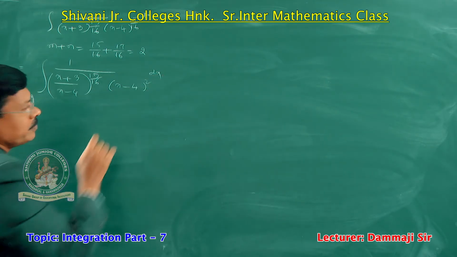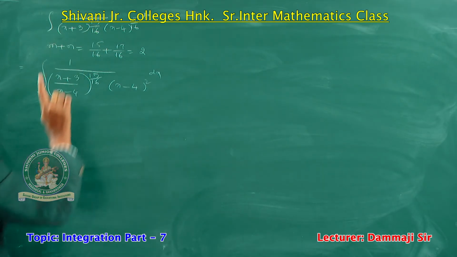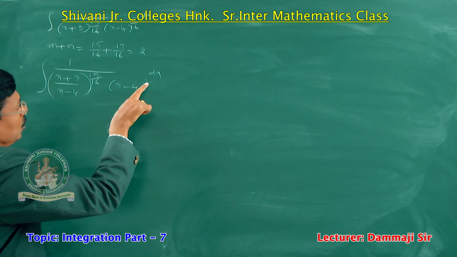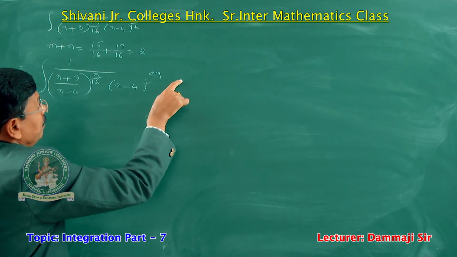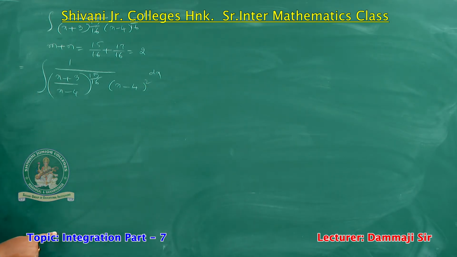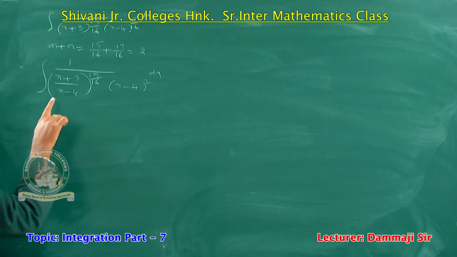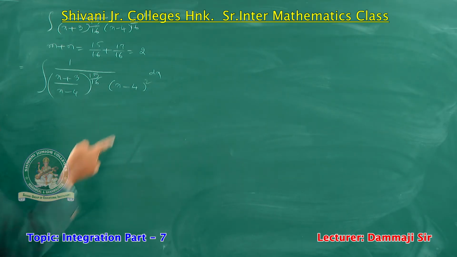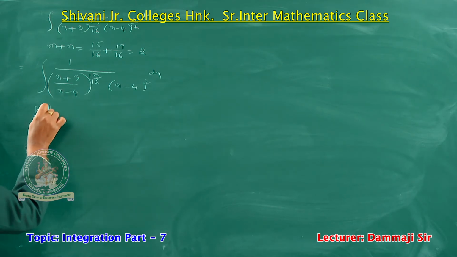Now you can check (x+3) whole power 15/16. Next, (x-4) whole square power minus 15/16 is there. What about the result? The result is nothing but 17/32. 32 minus 15, 17 is there.